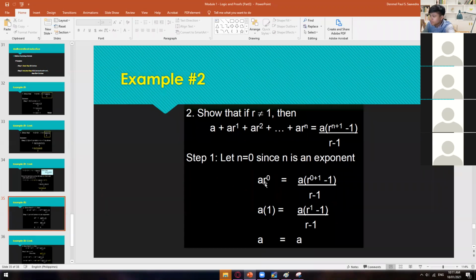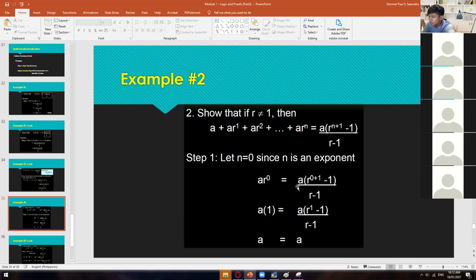As you can see right here, we have this left side expression coming from this one, and the right side expression coming from this one. And then just replace the n into 0. So ar raised to 0 is equal to a times r raised to 0 plus 1 minus 1 divided by r minus 1. If you simplify this one, you're going to have this kind of expression. For the left side, any number that is raised to 0 will always be 1, so we have here times 1. On the right side, just simplify: 0 plus 1 is 1, so that's r raised to 1 minus 1 divided by r minus 1.